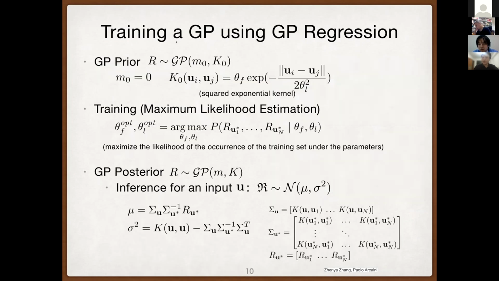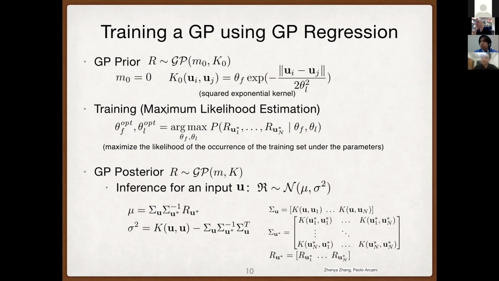Then we want to train a Gaussian process using GP regression. This is a very classic method. Initially we have a GP pair, which is identified by M0 and K0. As a convention, M0 can select a constant as its value, so we can select 0. Then the kernel has some function templates. In this work, we select one of the most commonly used kernels, called the squared exponential kernel, which is parameterized by two parameters, theta f and theta l. The initial values of theta f and theta l identify this K0.